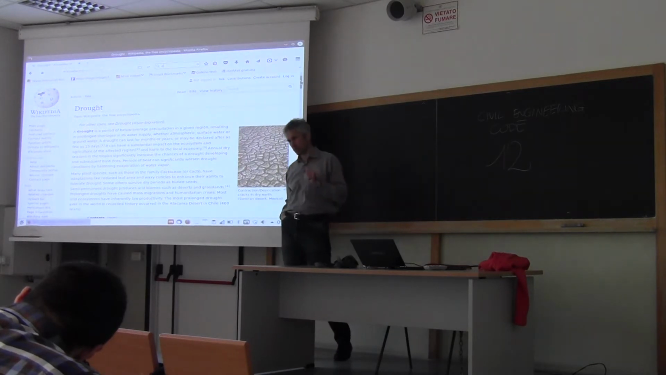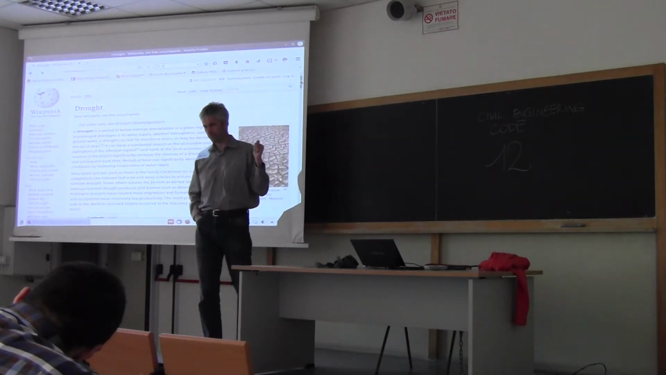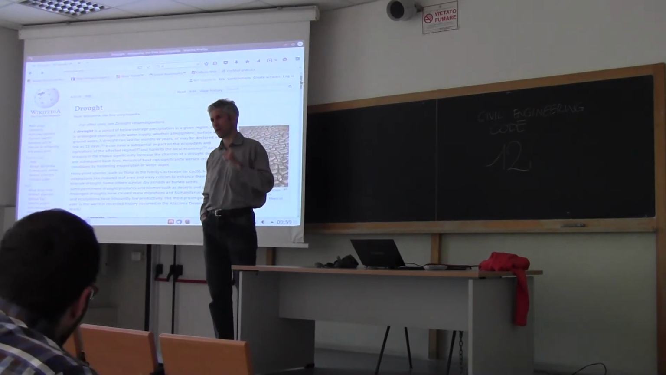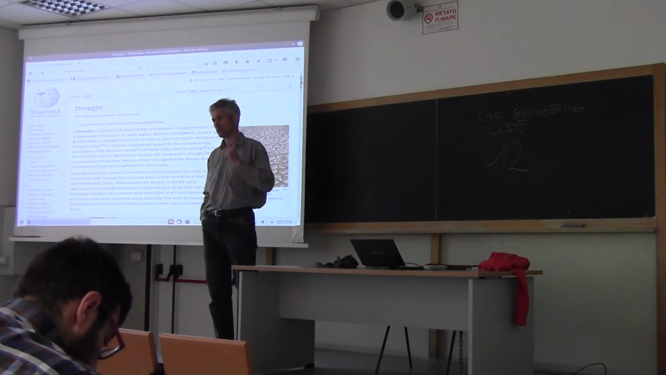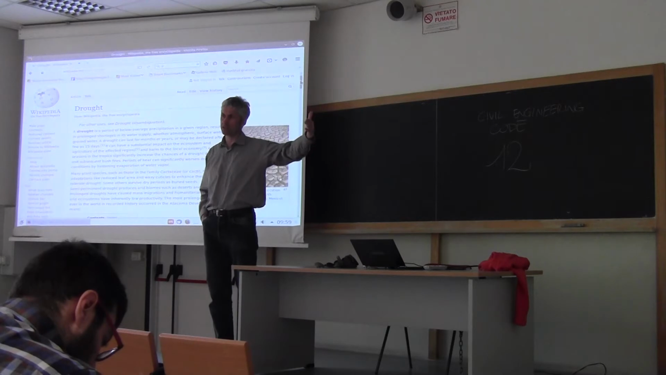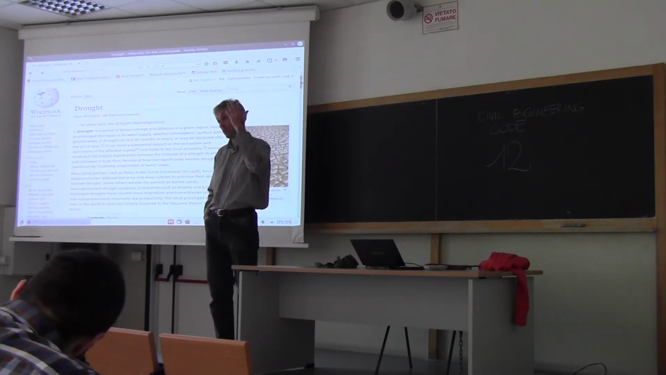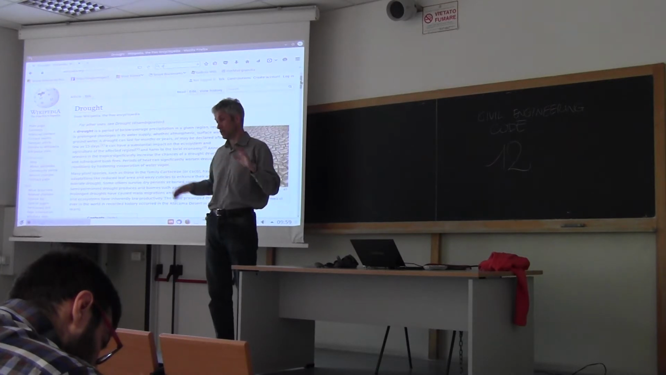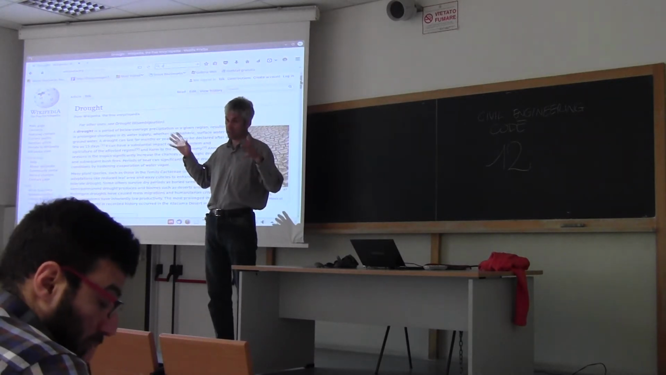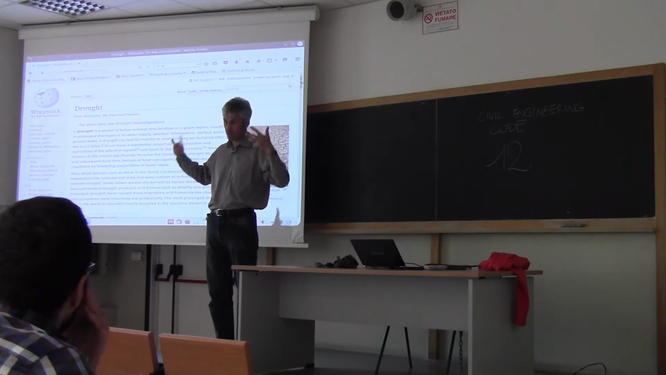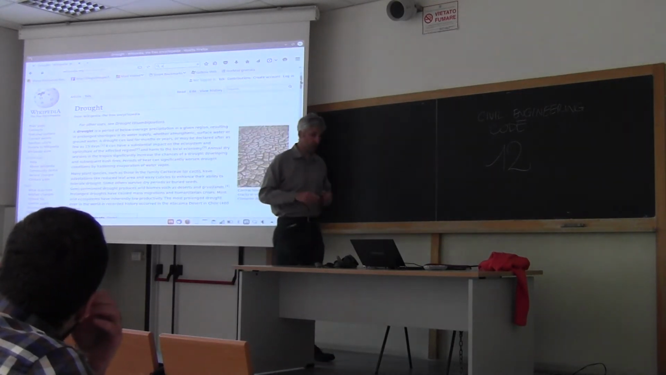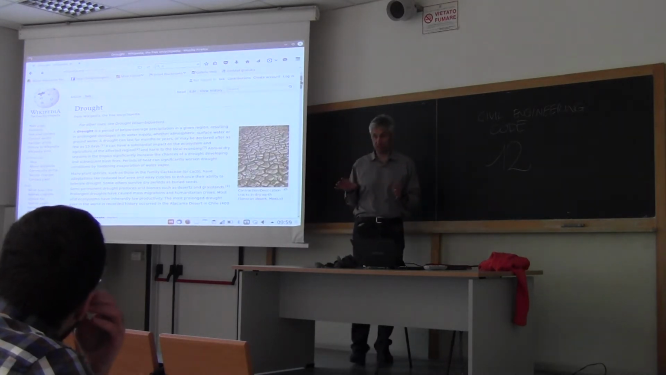So we spoke about drought in general, reduced water availability, agricultural drought, hydrological drought, groundwater drought, and you may extend it. If you refer to particular context, you may extend. In general, the idea is that we have below average water resources availability. This is the definition. And of course, when I say below average, it means that I have to refer to a period.